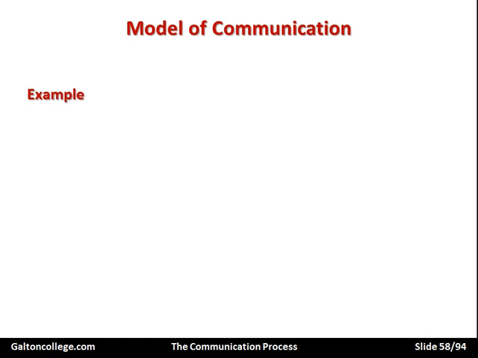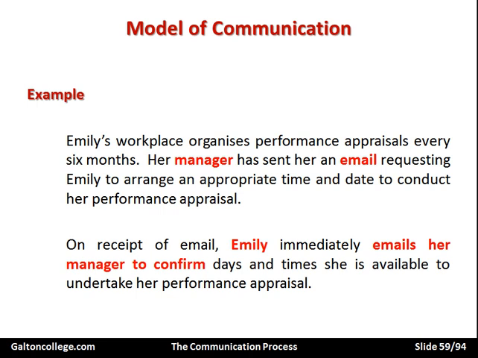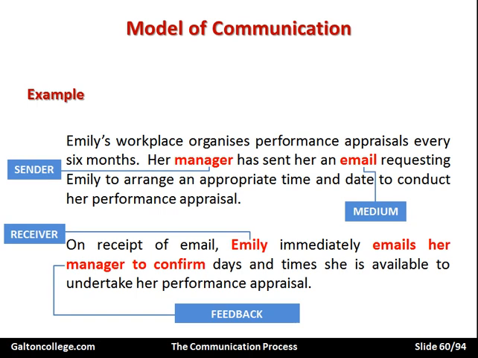A simple example would be Emily's workplace organises performance appraisals every 6 months. Her manager has sent her an email requesting Emily to arrange an appropriate time and date to conduct her performance appraisal. On receipt of the email, Emily immediately emails her manager to confirm days and times she is available to undertake her performance appraisal. So we've got the sender, the manager, the medium, which is the email, and the receiver, which is Emily, and also the feedback. Emily immediately emails the manager back to confirm the time and the place. So everything is in place. It is the model we've been talking about.